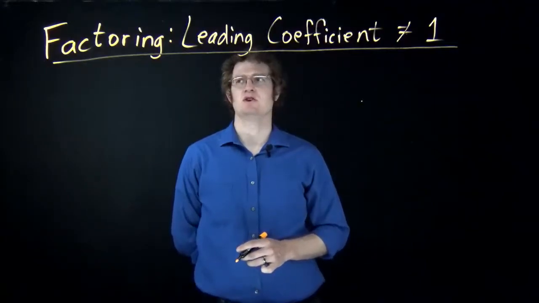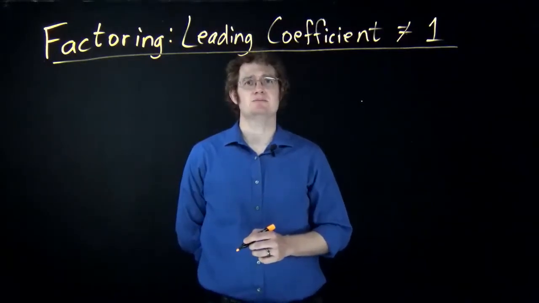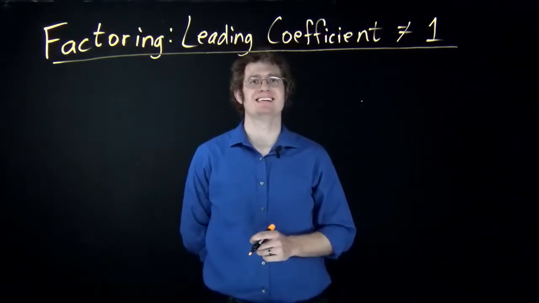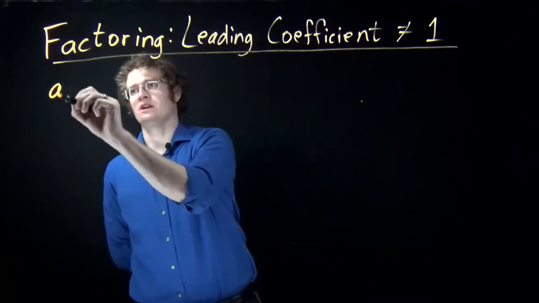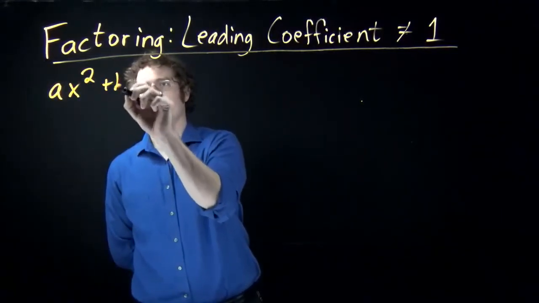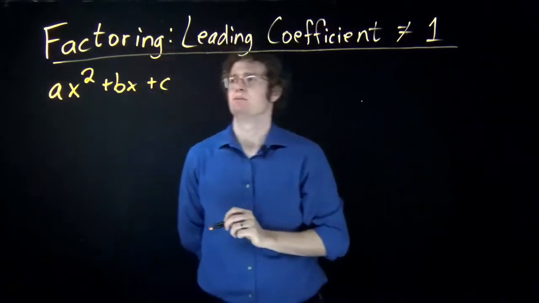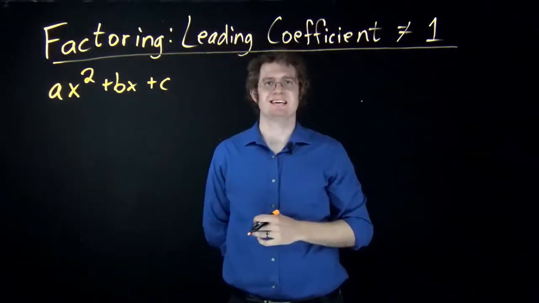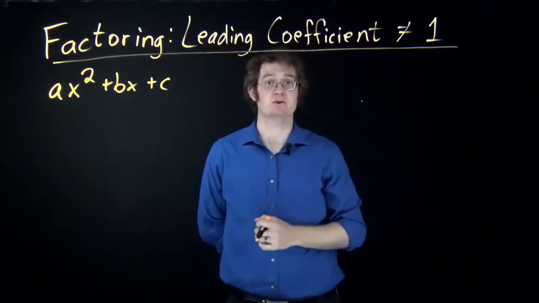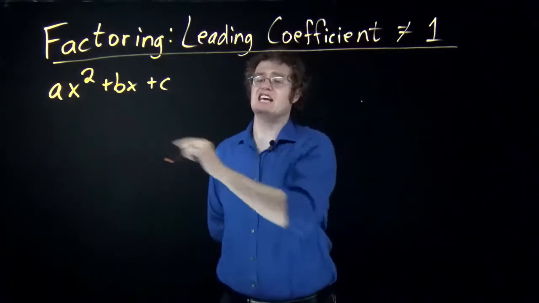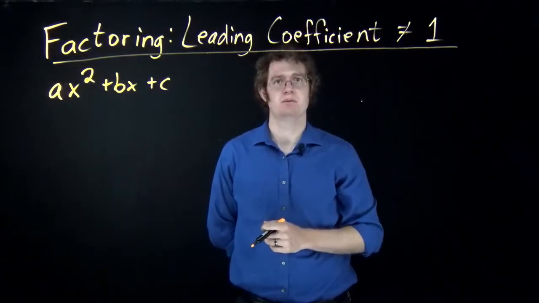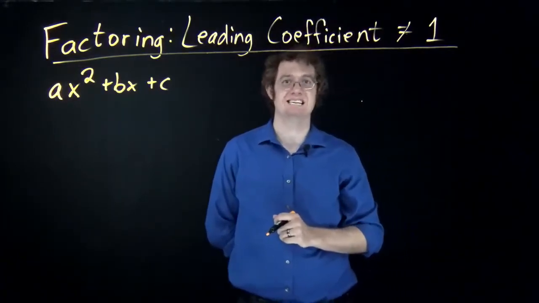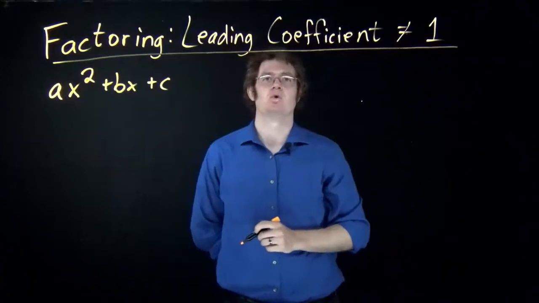Hello. In this video we're going to be factoring, and specifically we're going to be factoring expressions that have a leading coefficient that is not equal to 1. So in general, if we have a trinomial that is ax squared plus bx plus c, as our most general example of something that we might want to be factoring with this technique, in general a could be anything. It's oftentimes easier if a is 1, but we're going to consider the case where a is not equal to 1.